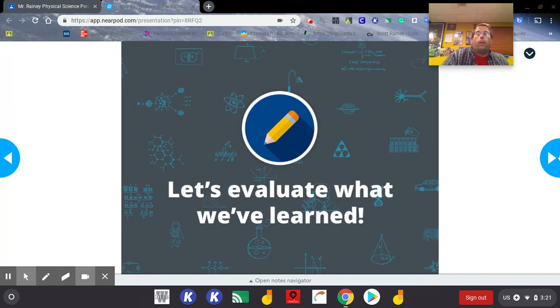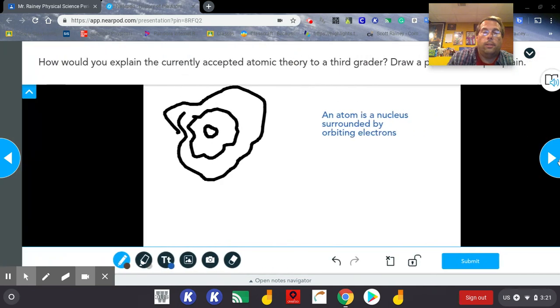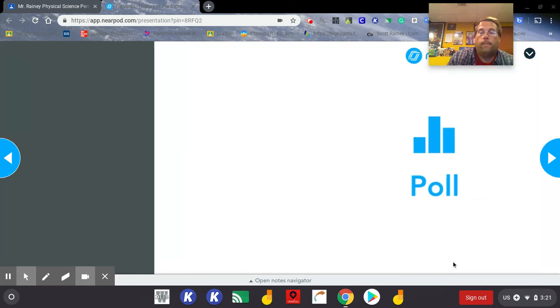And then finally, we evaluate what we learned. Start with an open-ended question. How would you explain currently accepted atomic theory? So I kind of drew an atom. So I have my nucleus and I have the electron cloud. Or I can just use a text box and say an atom is a nucleus surrounded by orbiting electrons.